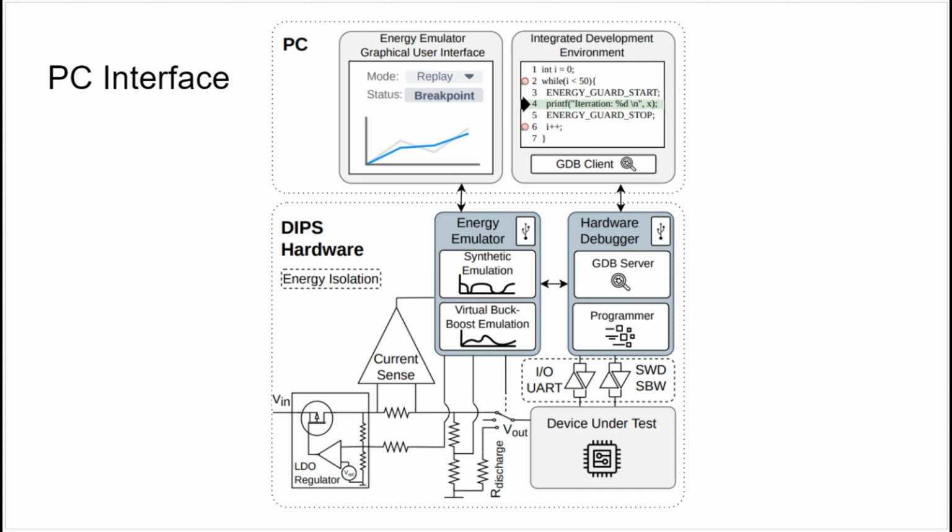So next up we have the PC interface. As I said before, I think this is probably one of the more useful tools, and I'd really struggle to do debugging without some kind of visual interface in some circumstances. So I think being able to have the integrated developer environment, and especially the emulator graphical user interface, to look at is valuable. You can see here that you have this hardware section, where you have the energy emulator, the hardware debugger using GDB, and the programming tools, GDB server and the programmer tools. Then you also have the synthetic and virtual emulation as well.